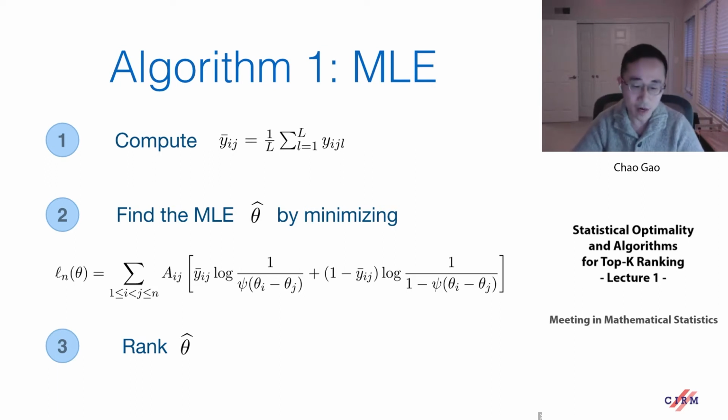So the computation of the maximum likelihood estimator is straightforward. This is just a logistic regression, a convex problem, so it can be implemented by algorithms such as gradient descent.